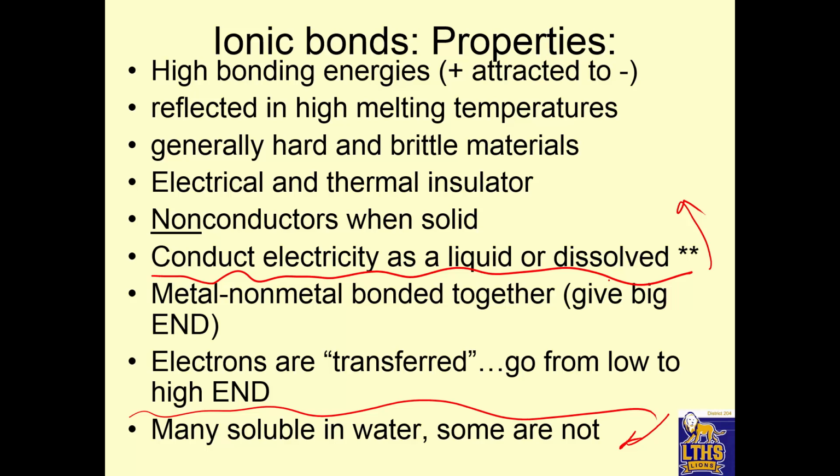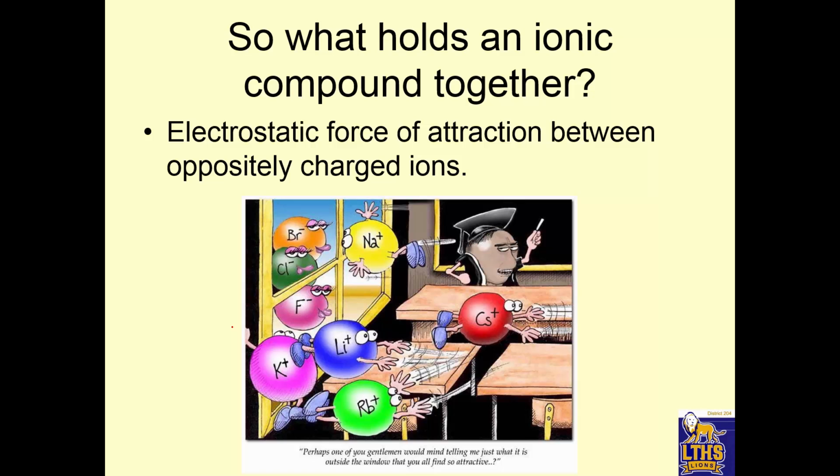And so here's what kind of atoms are involved, metal and nonmetals, and the metals transfer their electrons to the nonmetals because of the electronegativity difference. Okay, so what does hold an ionic compound together? Well, after the electrons are transferred, the opposite charges keep the ionic compounds together. So the bond is the electrostatic force.